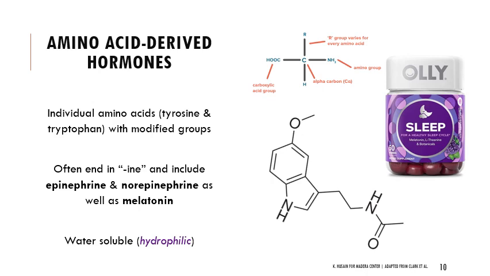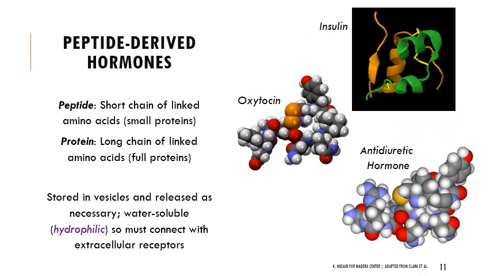talk about shortly. Closely related to amino acid-derived hormones are peptide-derived hormones. So remember, when we have individual amino acids, those are held together with peptide bonds. When we have a short chain of amino acids, that's a polypeptide. A peptide is a shortened term for a small protein, so a short chain of linked amino acids. And when we have a bigger chain of linked amino acids that might be folding in unique ways, that's a protein. So there are peptide-derived hormones that are peptides, which are small proteins, and proteins, which are full proteins.